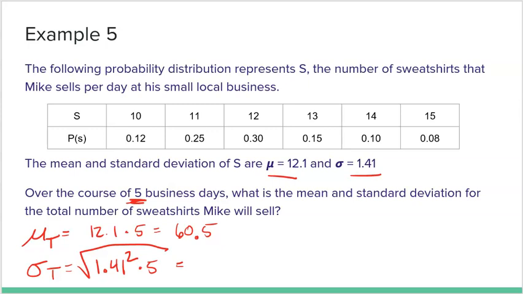So again, that's going to be the square root of 1.41 squared times 5. Make sure that 5 is in the square root, please. And I get 3.15. So over the course of 5 days, Mike expects to sell 60.5 sweatshirts, but it could vary a little bit more, and that number is the 3.15.